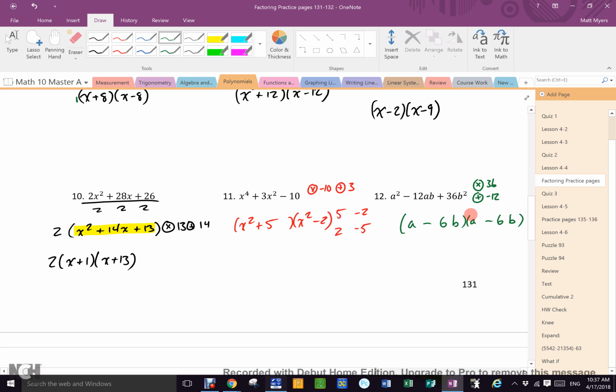If you left it like that, have you factored it completely? Yes. Have you written it as simply as possible? No. What could you do? One last thing. Square. A minus 6b squared. Do I care? No. Does everybody at least have a finger hold on this kind of factoring?